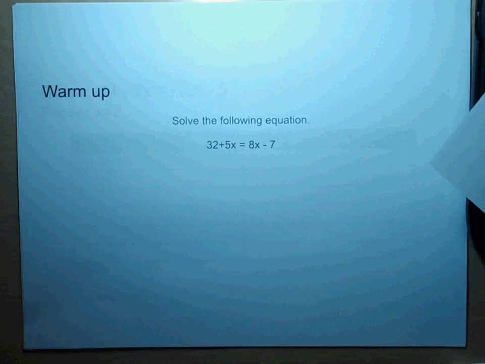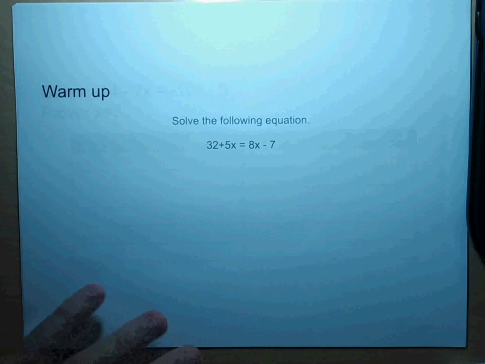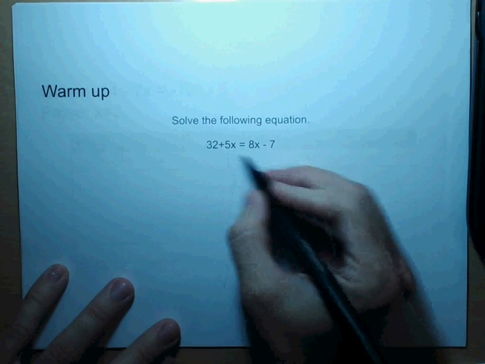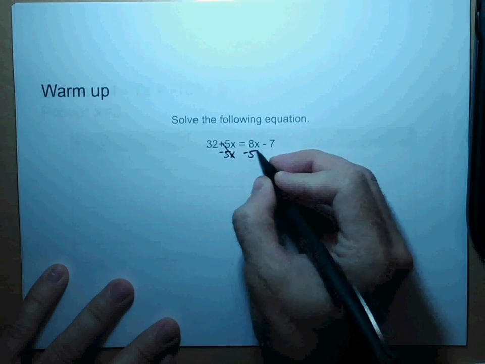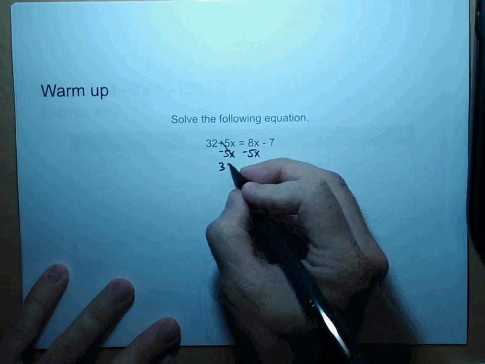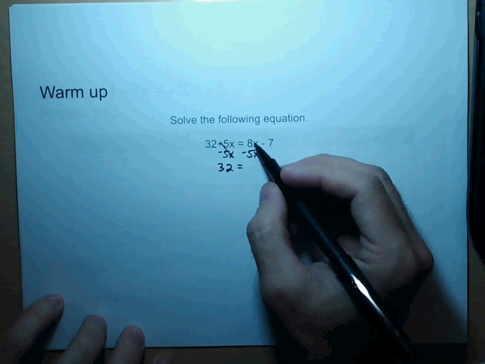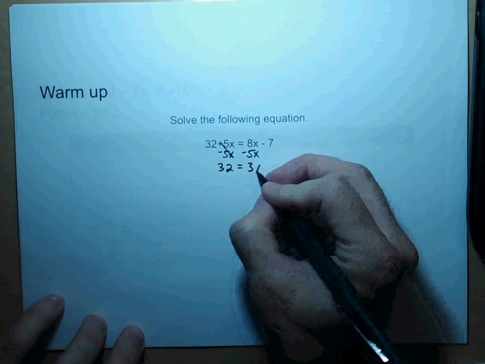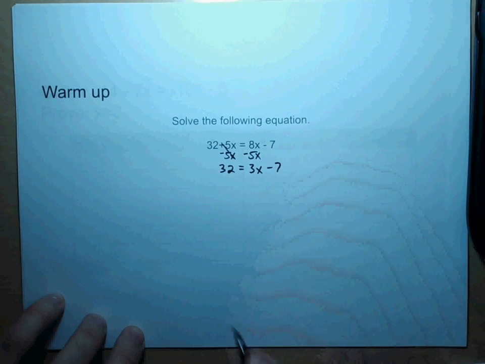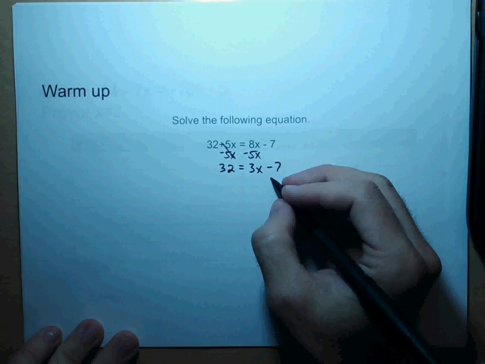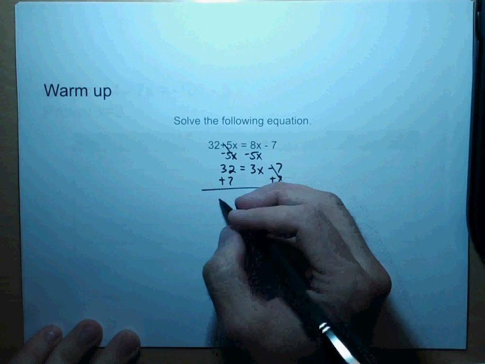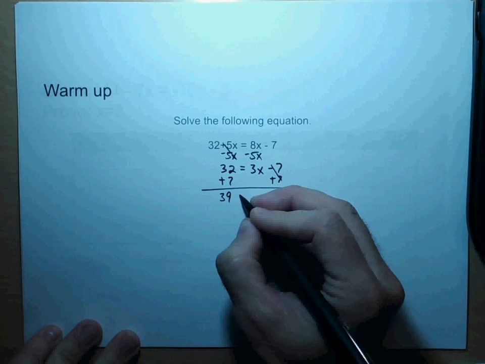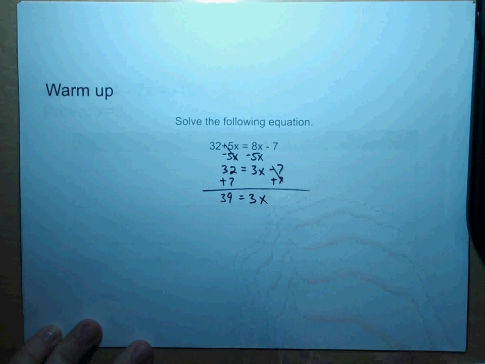Alright, today's notes are algebra proofs. So all we're doing is solving algebraic equations. Step 1, we need to get everything to the same side. So subtract over the 5x, subtract over the 5x, that leaves us with 32 on the left side. 8x minus 5x leaves us with 3x, and the minus 7 is still there. Next we add over the 7, add over the 7, that leaves us with 39 equals 3x.